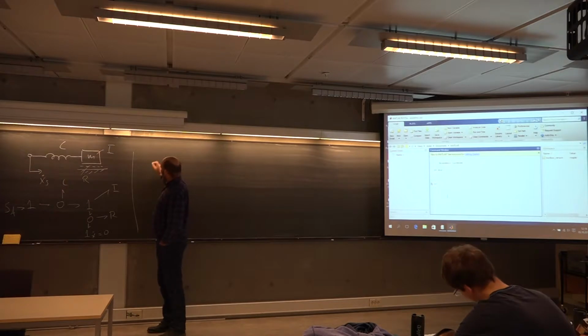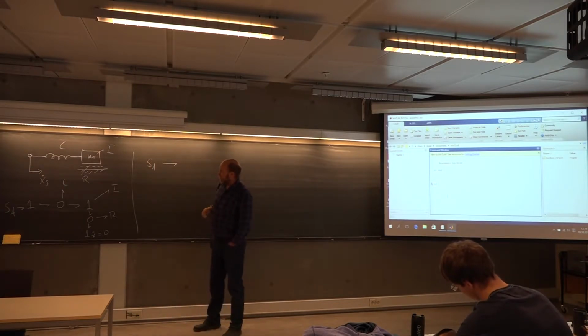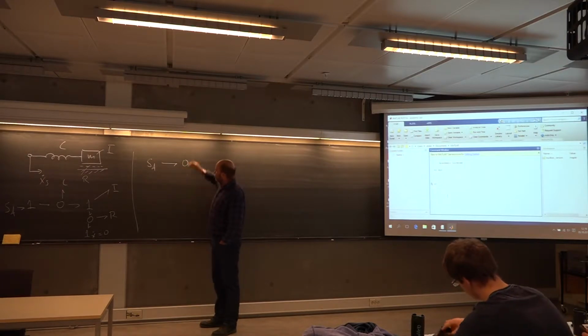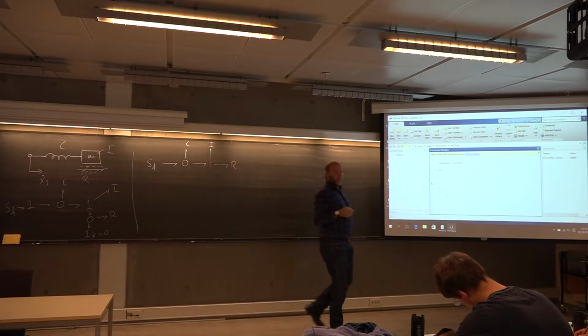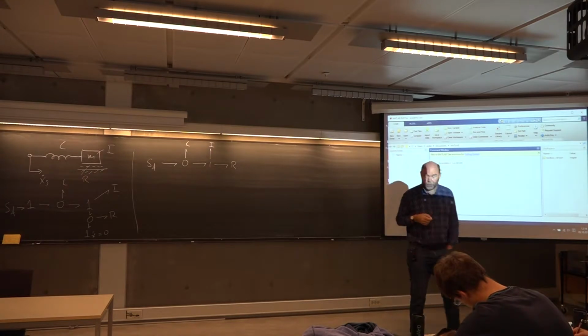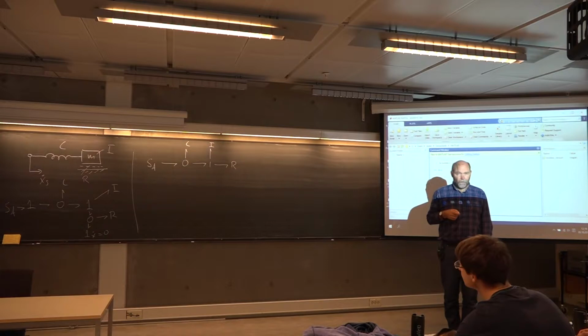So I simplify the following way. Source hitting directly the 0 junction where we have a spring, continuing to a 1 junction where I have a mass and I have a resistance. So that will be the simplified bond graph for this case. Everybody with me so far? That's good.